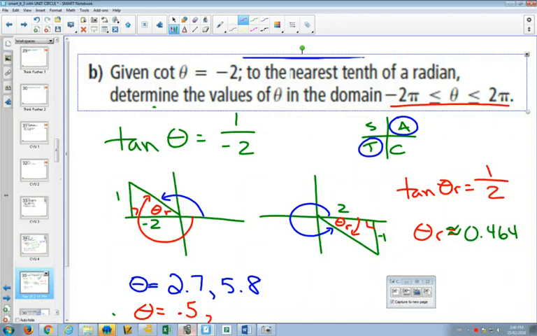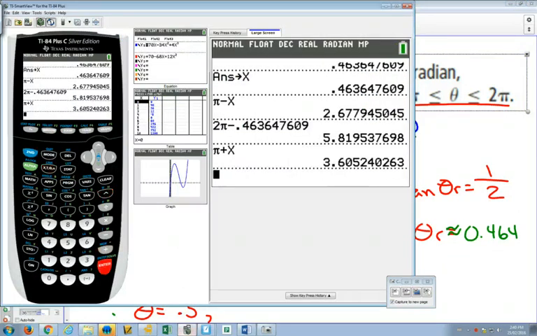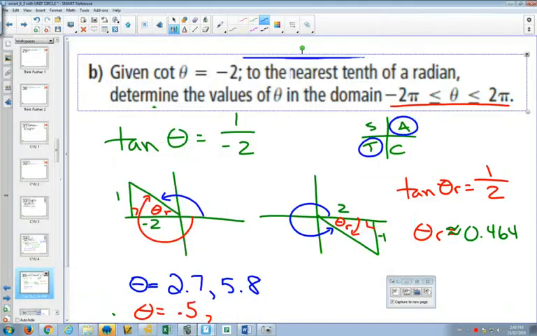And the other one, can you see that it's going to be pi plus our reference angle? So I go to my calculator, I can go pi plus x, 3.6. Both of these will be negative answers. So the questions you can do for this one are numbers 13 and 14.